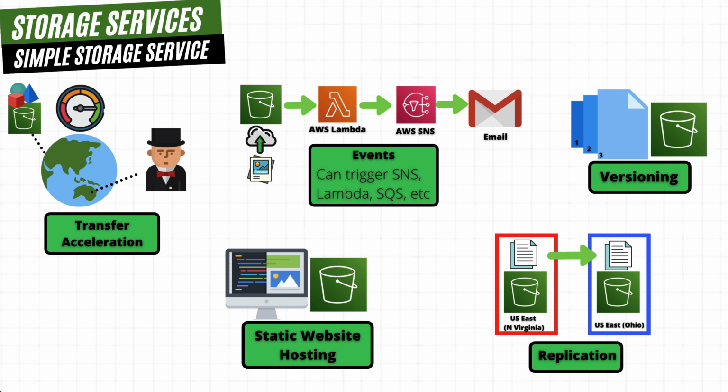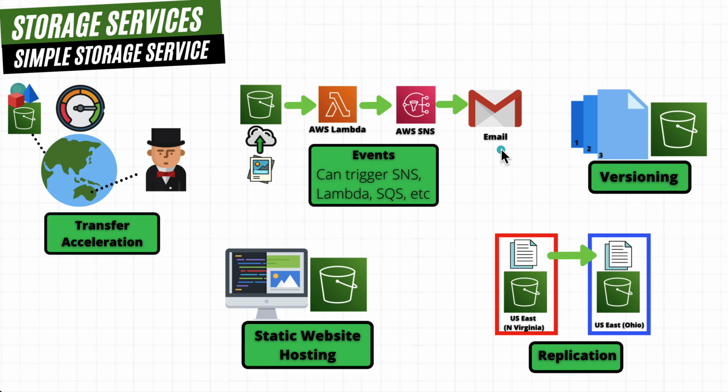Now, I just want to mention some of the features S3 has to offer, like transfer acceleration, which speeds up the data uploads to the S3 bucket. This uses the CloudFront network in order to accomplish this. Also, the event feature, which can trigger things like Lambda functions, SNS, SQS, and so on. Like in this example, where upon the upload of this file to the S3 bucket, it triggers the Lambda function to send an alert to an SNS topic that eventually sends you an email.